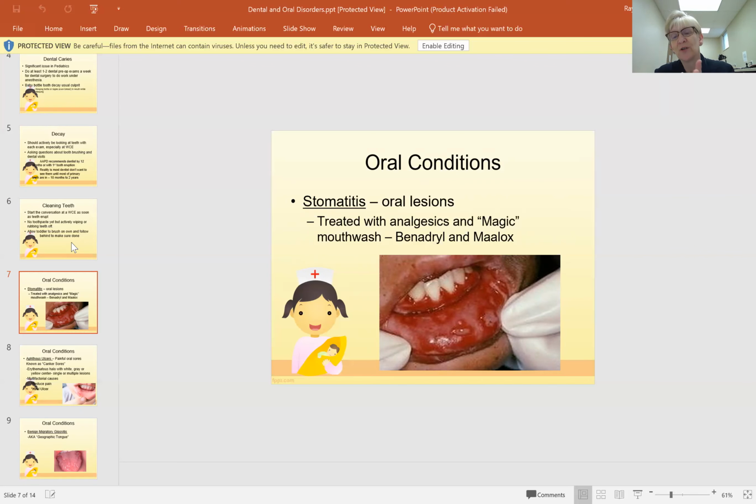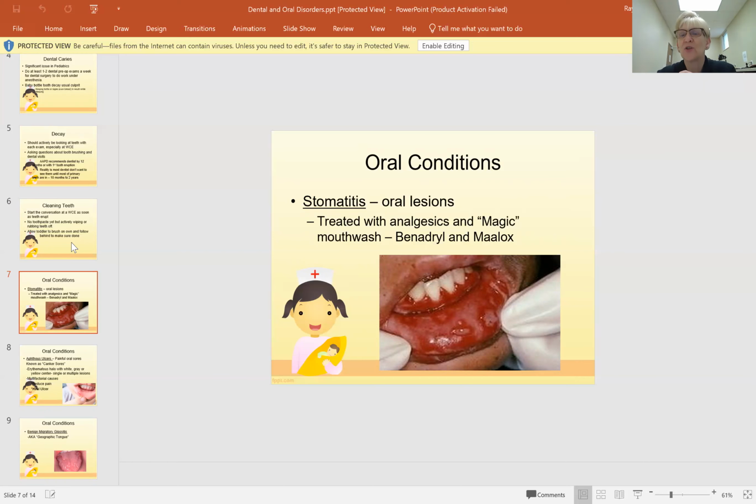But you want to make sure to tell the parent not to give them a drink of something else afterward, because the Maalox helps coat. It's also got zinc oxide in it, and the Benadryl helps as an antihistamine effect. If you give them a drink right after it, then you just washed it all away. And then nystatin, of course, is an antifungal in case there's that component in there.